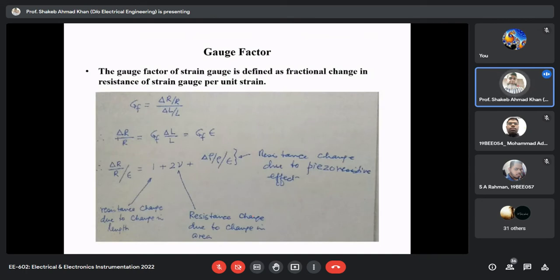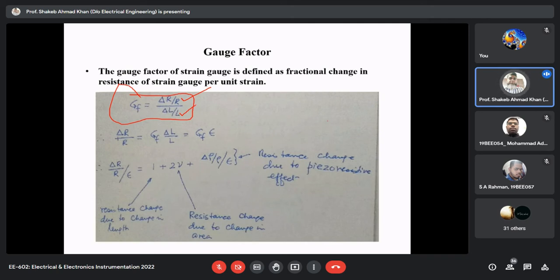And what is it? The gauge factor of a strain gauge is defined as the fractional change in resistance of the strain gauge per unit strain. Here it is defined, and here it is shown in formula form. This is your gauge factor. Fractional change in resistance means delta R upon R, per unit strain, that is delta L upon L. So this is called the gauge factor, and it is a very important specification for a strain gauge.